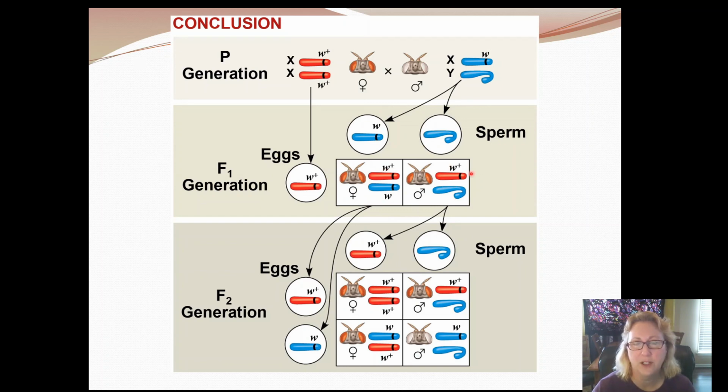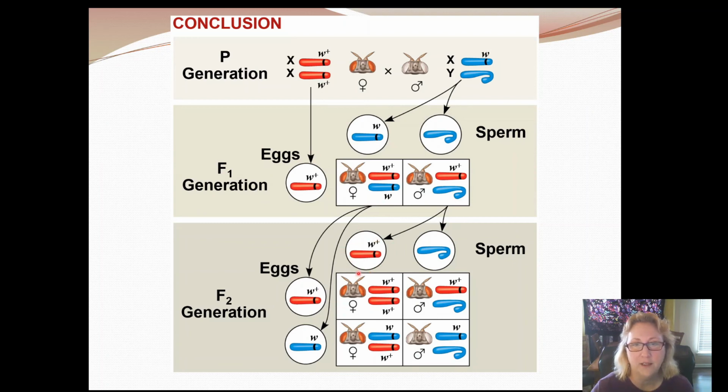And the males are all going to get the red eye allele from their mother, because males get one of their mom's X chromosomes. Males get their dad's Y. They don't get their dad's X, they get their dad's Y. All right, F2 generation, we take the males and the females here and cross them.